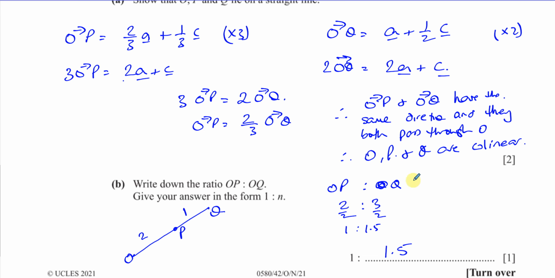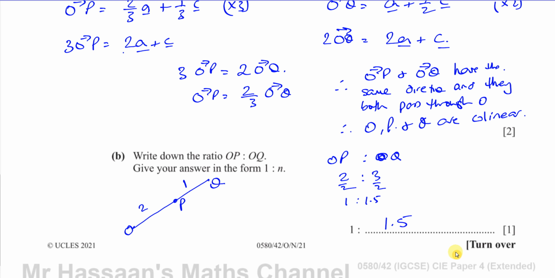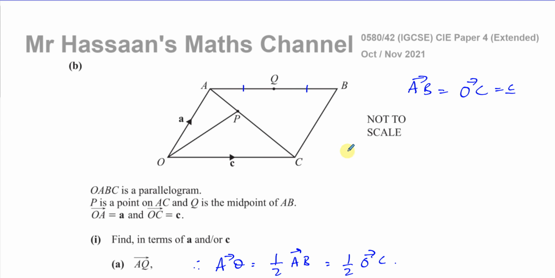They want the ratio of O to P to O to Q, which is 2 to 3, which if you want it in the form 1 to n is 1 to 1.5. Not in the simplest form, but in the form 1 to n. So that is the answer for the last part of this question, and that concludes question number 9, which is all about vectors from this paper.